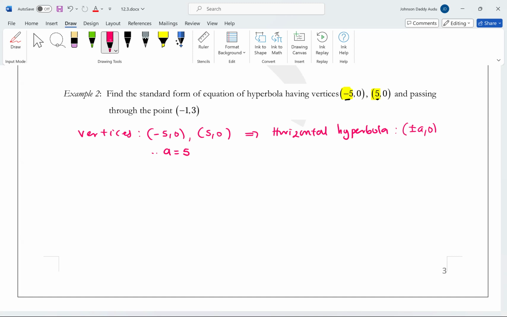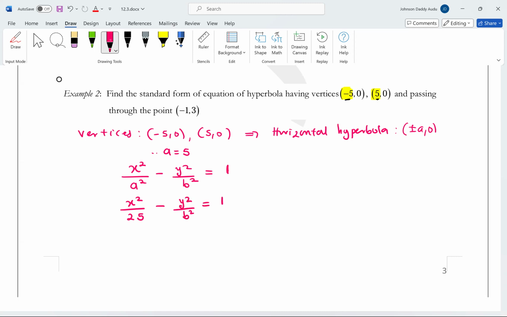So if A is 5, how do you write it? It's going to be x squared over what? Since it's a horizontal hyperbola, it means the x will be the one that is positive. So it's x squared over a squared minus y squared over b squared, and this should equal 1. But we have a, so x squared over a squared will be 25, minus y squared over b squared, equals 1. Then we use the point given.